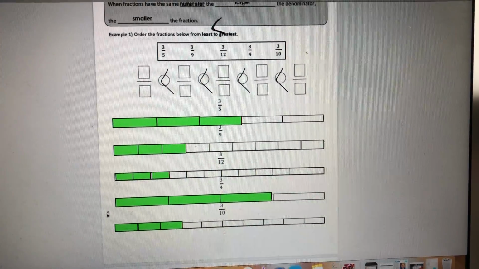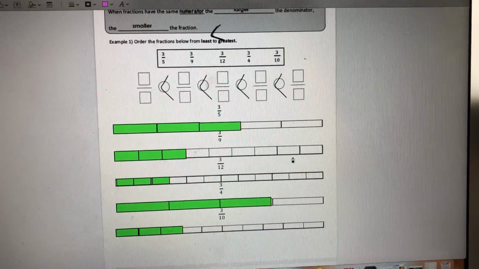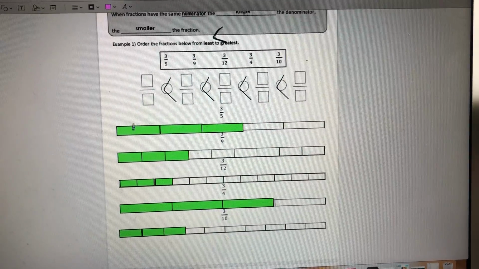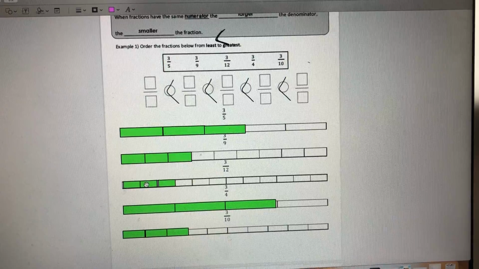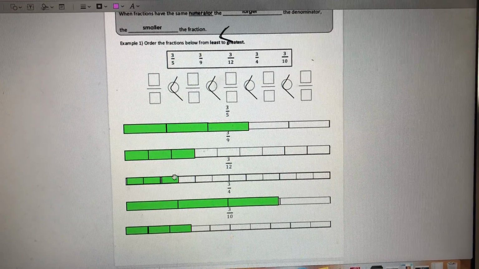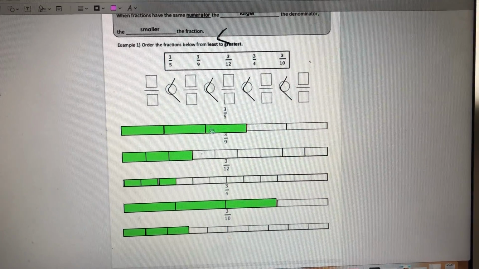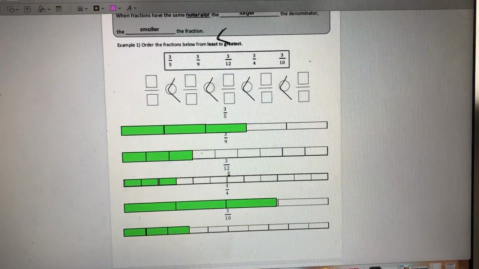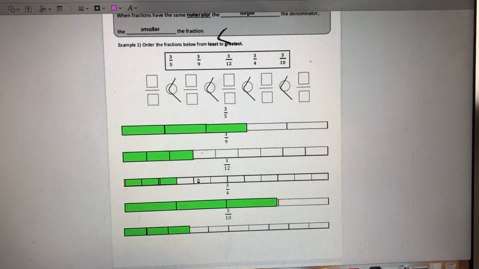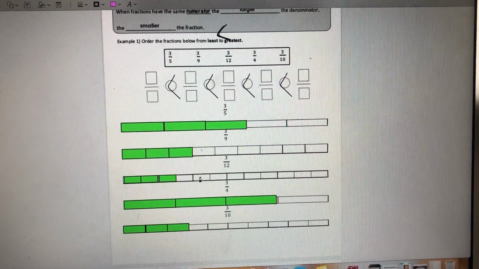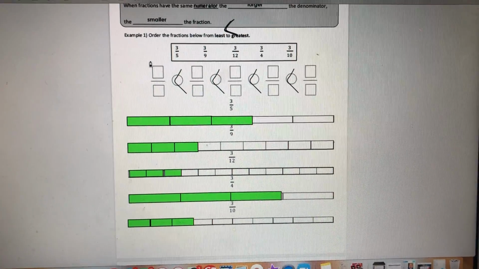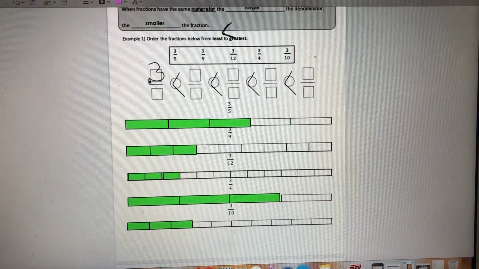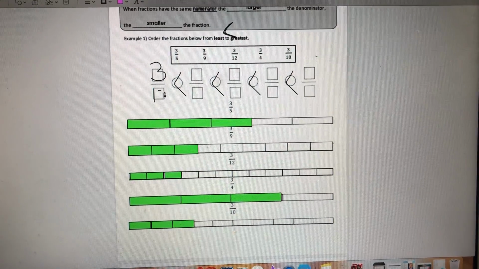Now I'm going to look to see what is my smallest fraction here. Which fraction takes up the least amount of the whole? Well, when I look at all of these bar models, I see that 3/12 takes up the least amount of my whole. And that makes sense because it has the largest denominator. It's split up into the most parts, so each part is worth less, or each part is smaller. So my smallest fraction is 3/12.